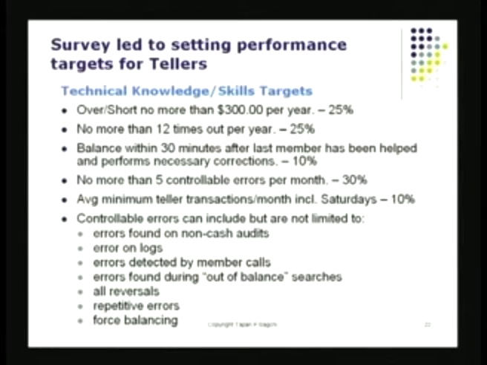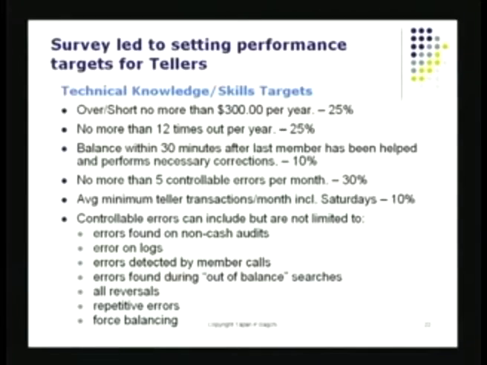No more than 12 times a year should the till be out. That is something that also was important for the good conduct of the business there. Balance within 30 minutes after the last member has been helped and all the corrections have been done. So after the last customer has been helped, within 30 minutes I should be able to do my balance. This is also an indication of good service by this bank. Average minimum teller transactions per month: there's a certain minimum level they set, and they said this must be met, and that also is a standard.